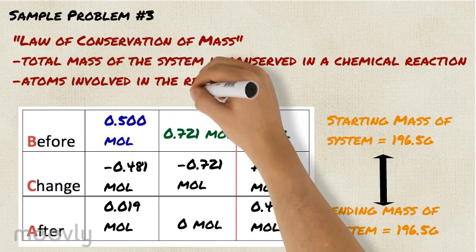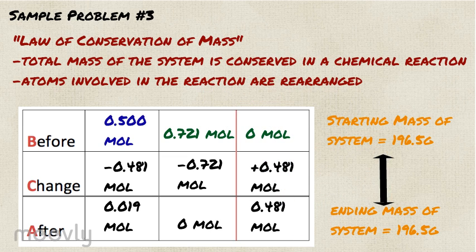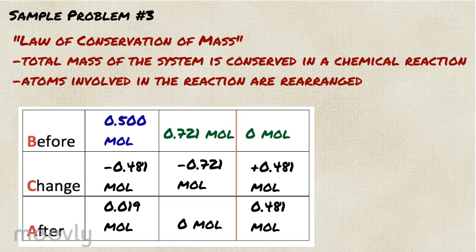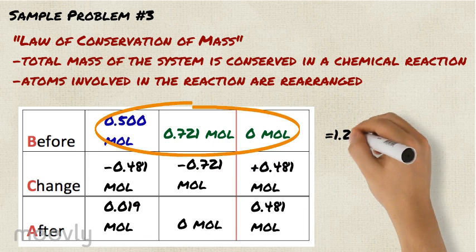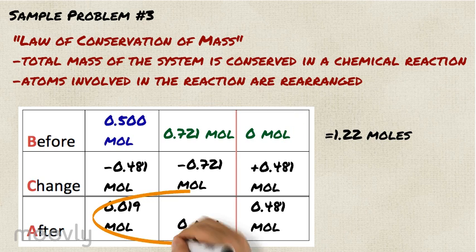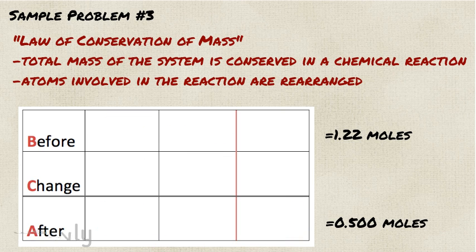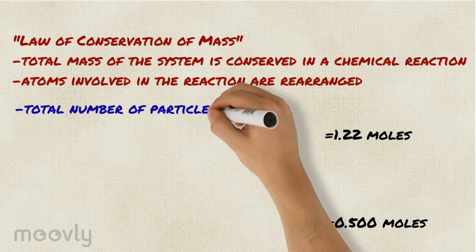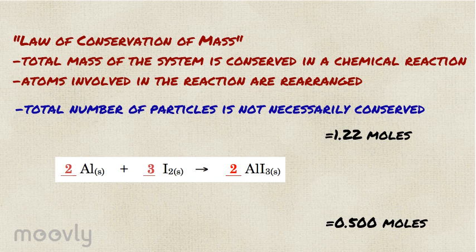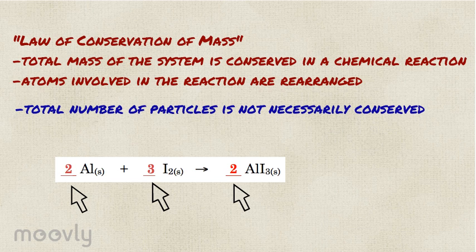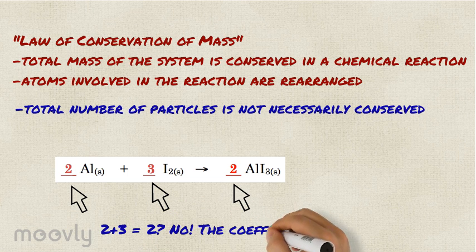Rather, the atoms involved in the reaction are simply rearranged to form a new compound. Notice how the total number of moles of chemicals in the system is not conserved. We started off with about 1.22 moles of reactants, and we ended with 0.5 moles in our system. This tells us that while the total number of atoms is conserved, the total number of particles, which includes molecules and formula units, does not necessarily have to be conserved. We can see this also looking at the coefficients in our balanced equation. 2 plus 3 does not equal 2.